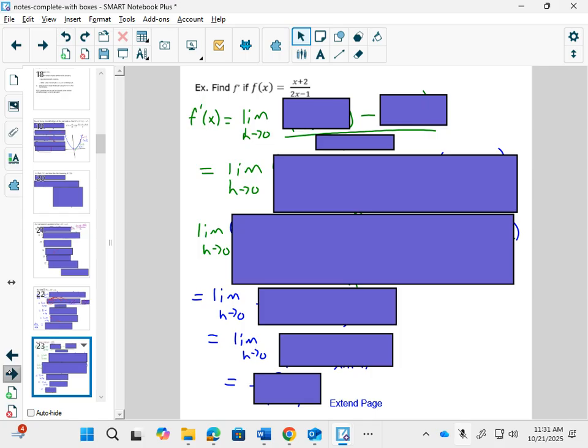So how do we use the definition of the derivative? First we plug in x plus h. So on the top you'd have x plus h plus 2. And on the bottom you'd have 2x plus h, which I already distributed the 2. Are you okay with that? 2x plus 2h minus 1. Minus the original, all over h.